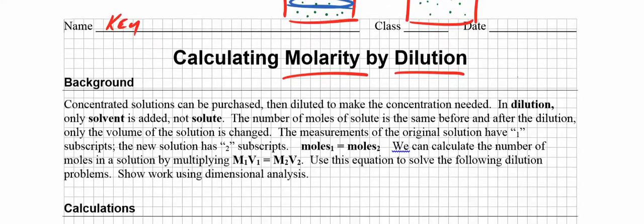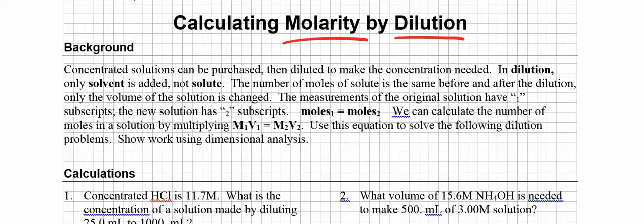Well, in order to do that, we're going to need a formula. And the formula we're going to use is this one right here. It's M1V1 is equal to M2V2. Now let's define each one of these variables. M1 is the concentration of the more concentrated solution, the one I've shown on the left. V1 is the volume of that concentrated solution. M2 is the concentration of the more dilute solution, and V2 is its volume.